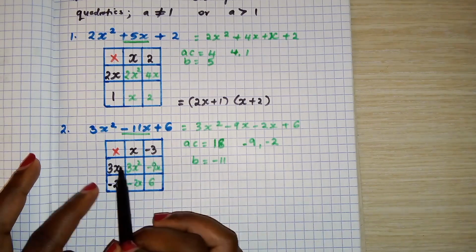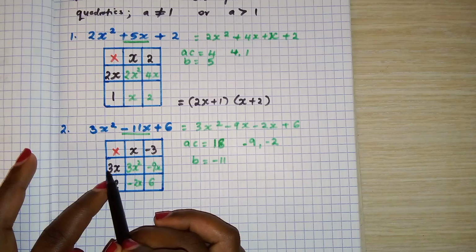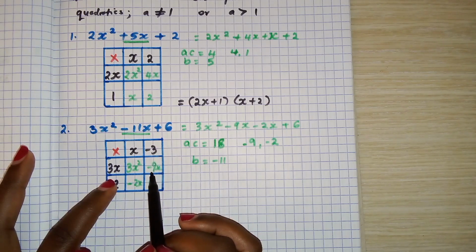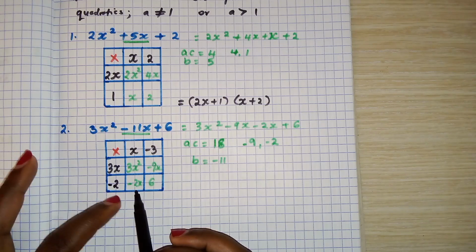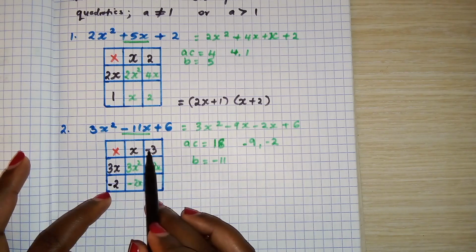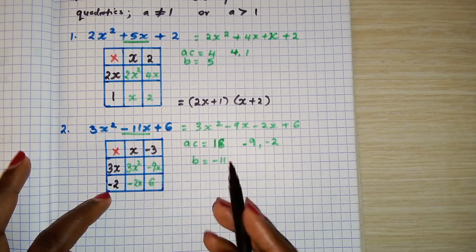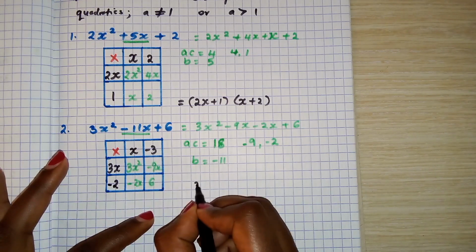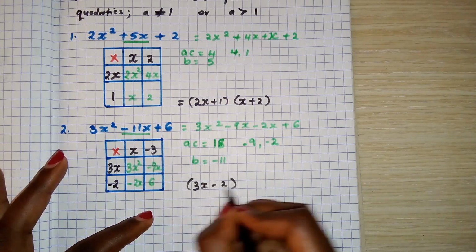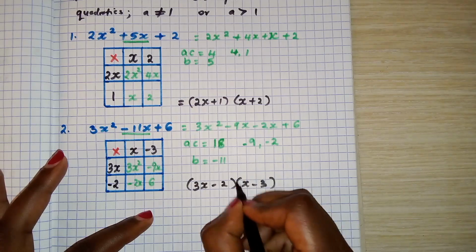Now let's check again. 3x times x is 3x squared. 3x times negative 3 is negative 9x, and then negative 2 times x is negative 2x, and negative 2 times negative 3 is positive 6. Therefore these two will be our factors. So 3x minus 2 and x minus 3.